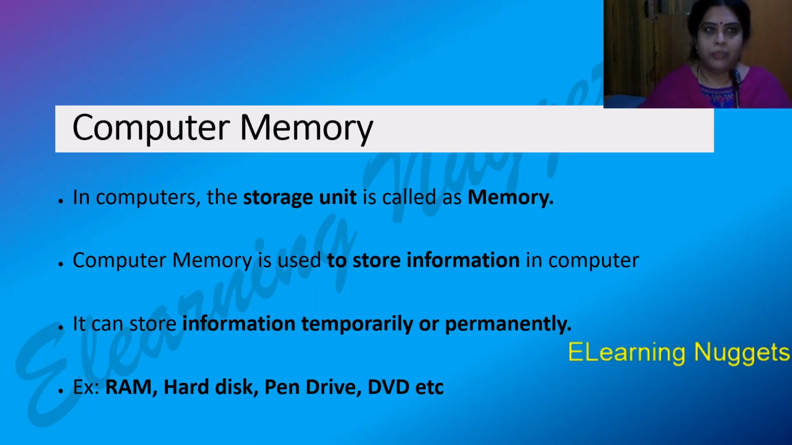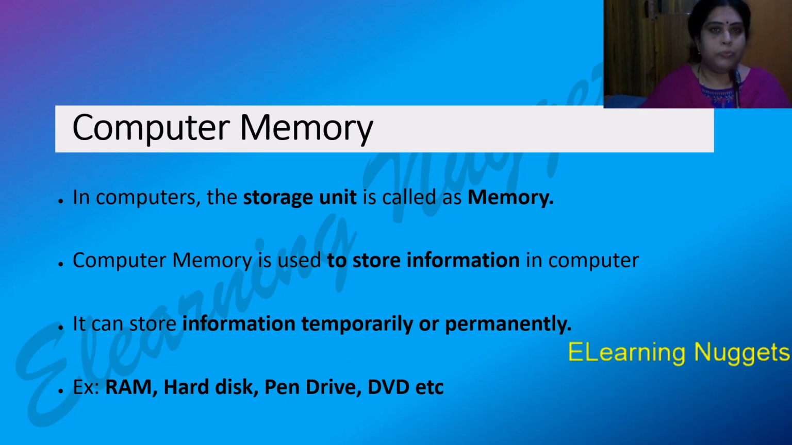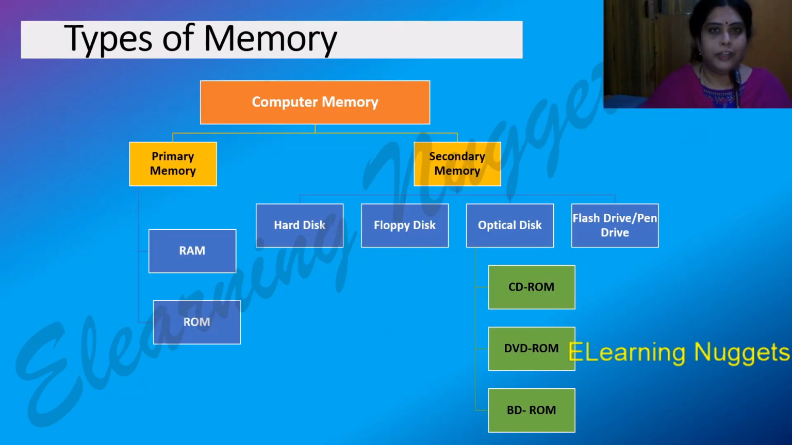Okay, computer memory. In computers, the storage unit is called memory. Computer memory stores information and it can be read and retrieved when and as you require. Some examples of computer memory are your primary memory, that is RAM, random access memory, your hard disk, your pen drive, etc. So let us look at this in detail now.